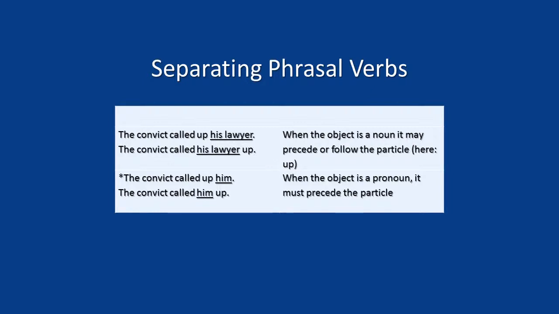An object that is a noun can go in 2 places, before or after the particle. The convict called up his lawyer, or the convict called his lawyer up. However, an object that is a pronoun must go before the particle. The convict called him up. If you say the convict called up him, it is not only wrong, but sounds vulgar. Up him actually sounds sexual in English, so you will want to avoid that.